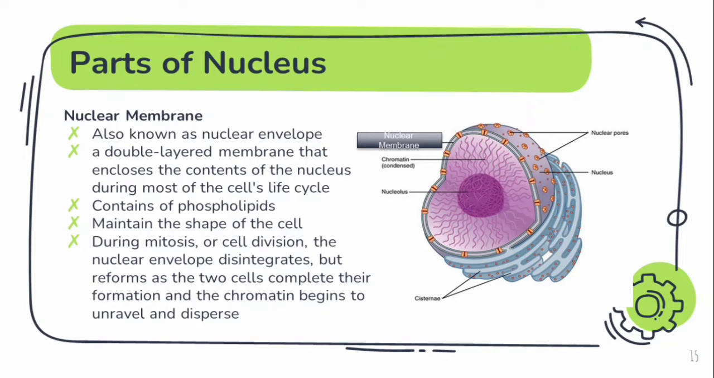Next, we have the nuclear membrane. It is also known as the nuclear envelope. It is a double-layered membrane that encloses the contents of the nucleus during most of the cell's life cycle. It contains phospholipids and maintains the shape of the cell. During mitosis or cell division, the nuclear envelope disintegrates, but reforms as the two cells complete their formation and the chromatin begins to unravel and disperse.